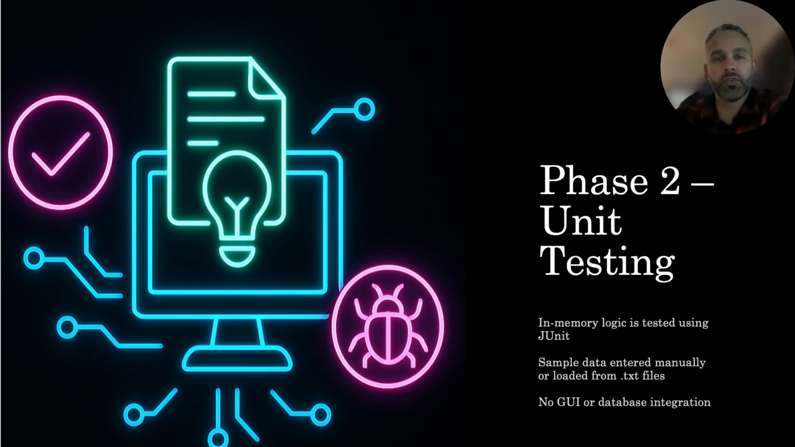On phase 2, which is going to be the unit testing, this is going to be in-memory logic, which is going to be tested via the JUnit framework. Sample data is going to be entered either manually or loaded from a TXT file. At this point, there is no GUI or database in place yet.